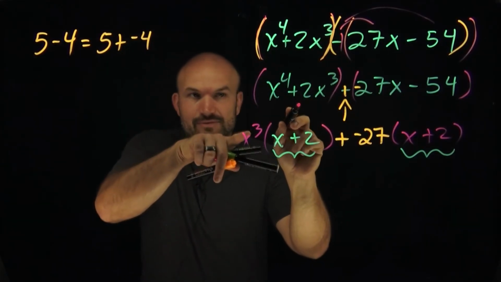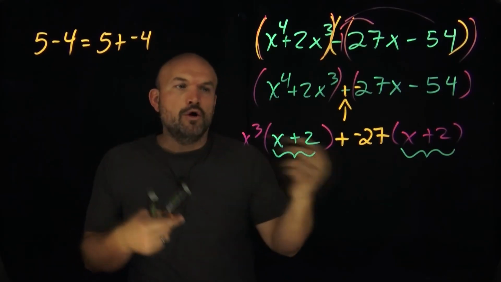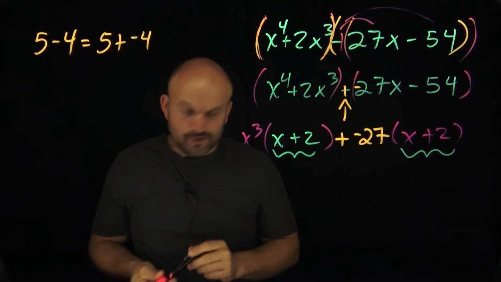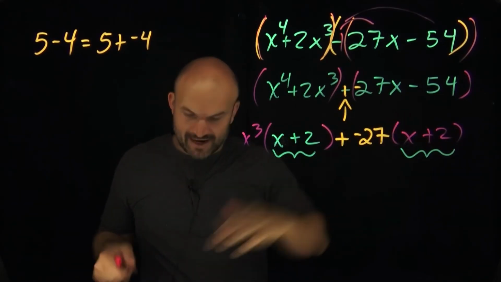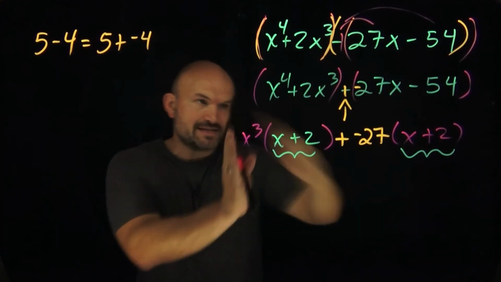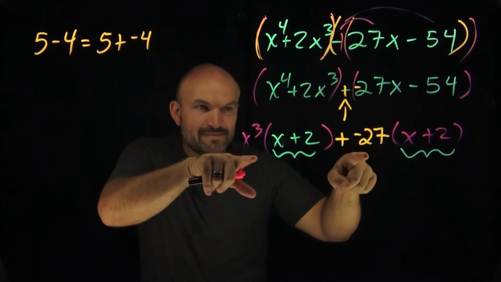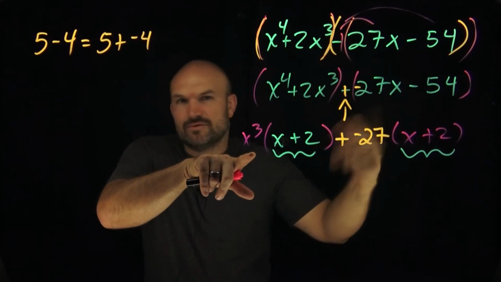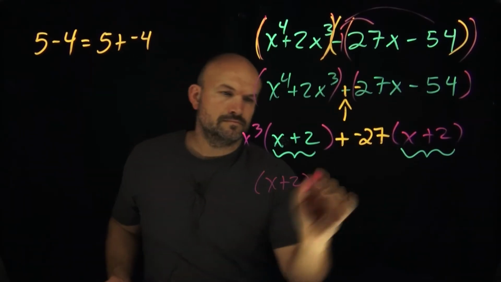Just like I did with the x cubed, I divided both these terms by an x cubed. Well, what would happen if you divide both of these terms by an x plus 2? Go ahead and divide by x plus 2. Well, the x plus 2s are going to divide out. That's just going to leave me with an x cubed plus a minus, or just x cubed minus 27.